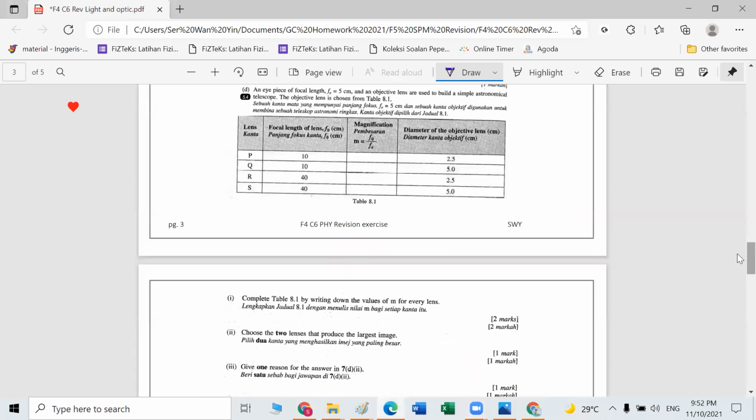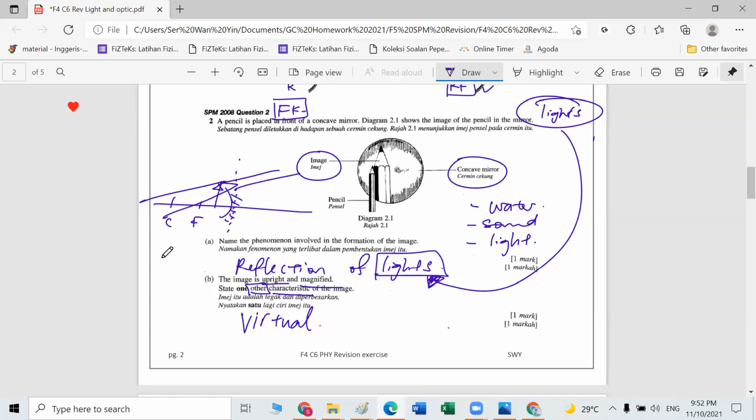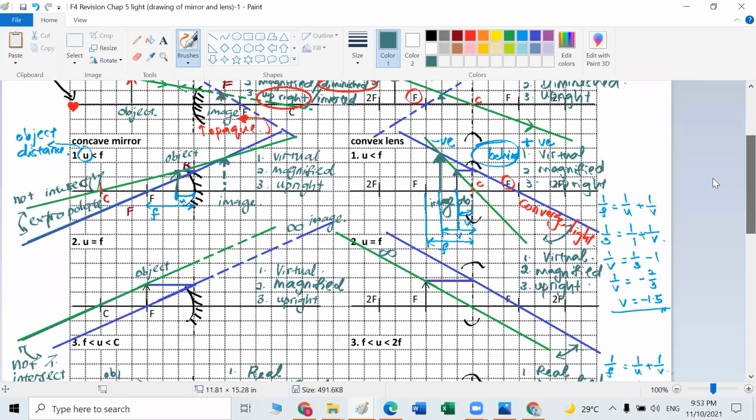Oh, refract. Sorry, cannot. Sorry, I didn't see properly. Cannot use refract, because this is a mirror. Mirror means it will reflect. The light reflect means bounce back. Now look at our ray diagram. Now the light bounce back. Just they cannot intersect here, then only we extrapolate it. Then for lens, it will pass through. So for lens, it's refraction. For mirror, always reflection.